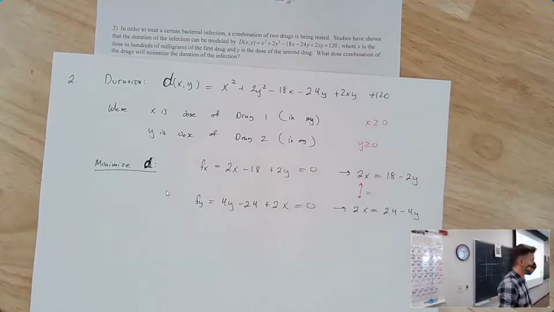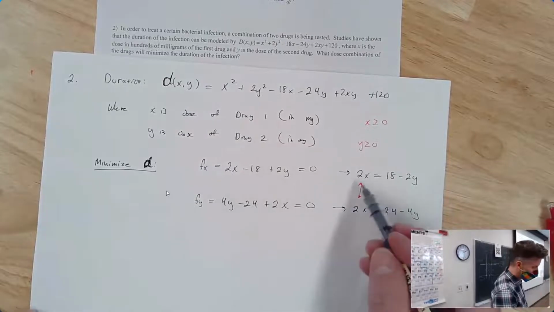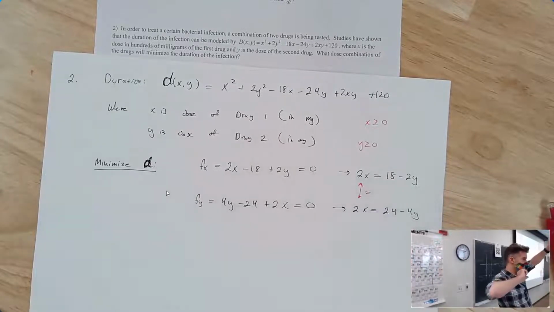No choice about it. 2x is definitely equal to itself. Or in other words, you're going to isolate the same thing in each equation so that you can set these equal to each other. That's not the only way to do it. I'll show you another way in just a second if you don't like this.